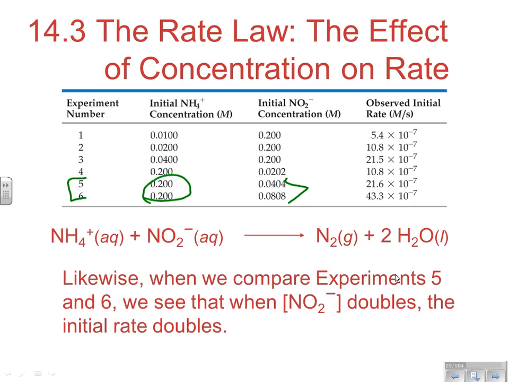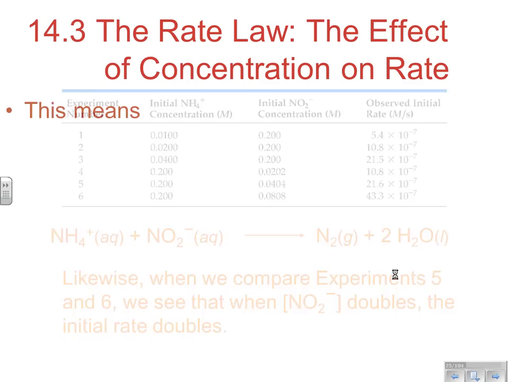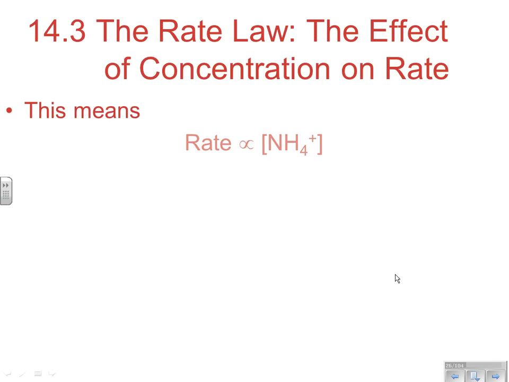When I doubled this concentration of NO2 minus and the NH4 was constant, notice what happened to the rates? It essentially doubled. So once again, we can see doubling the concentration of one thing when holding the other constant causes the overall rate to double. And what we're really doing here is establishing relationships between concentration and our final rate.